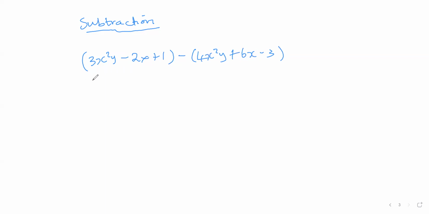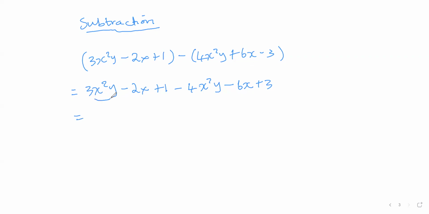All right, so it becomes 3x squared y minus 2x plus 1 minus, so the negative sign comes to there and it becomes a minus 4x squared y minus, the negative sign also comes to the 6. It becomes a negative 6x, and negative becomes positive, so it becomes a plus 3. So the negative sign is actually distributed to each and every term in the bracket. Okay, so once that's done, we can then add and subtract like terms.